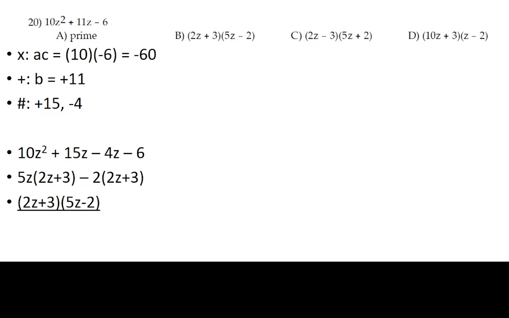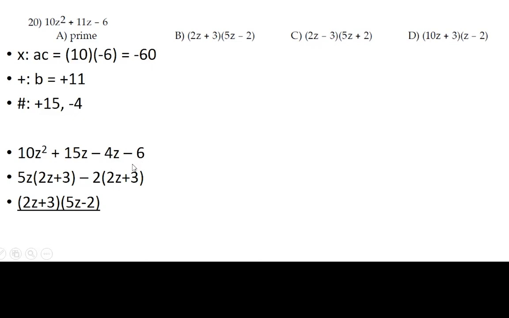We use those numbers to split up the middle term. So instead of 11z, we have 15z minus 4z. And that works because +15z minus 4z is +11z. It's a straight replacement. We've split it up using the numbers we found. And once we have that 4-term polynomial, we can factor by grouping. From the first 2 terms, we can take out a 5z. That leaves us with 2z plus 3 left over.